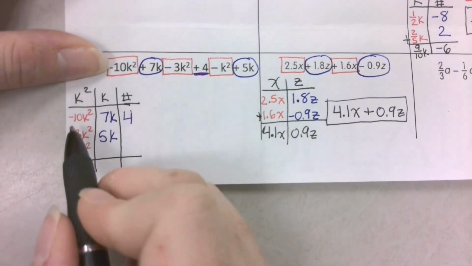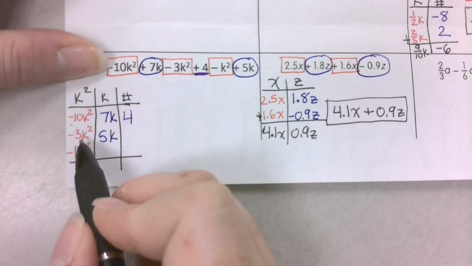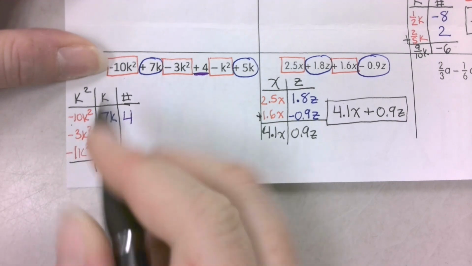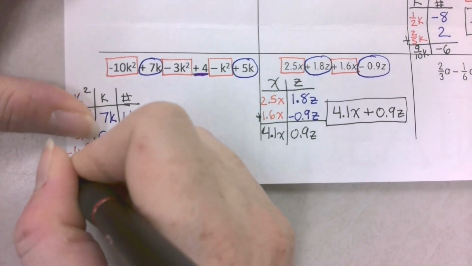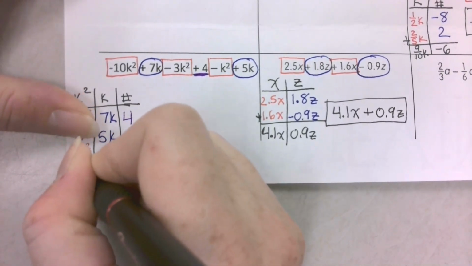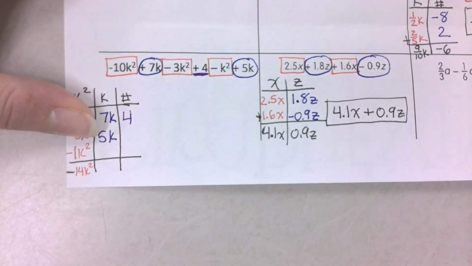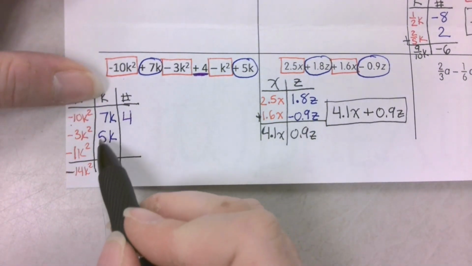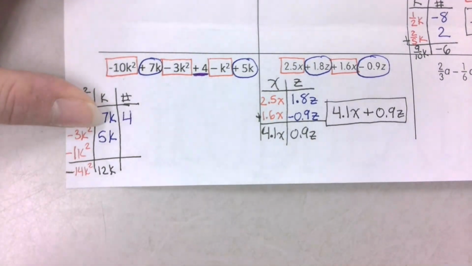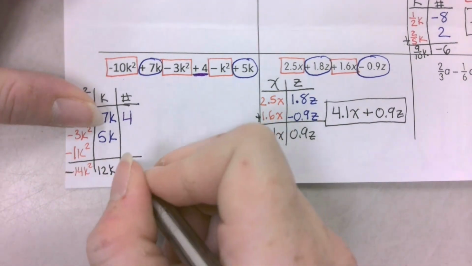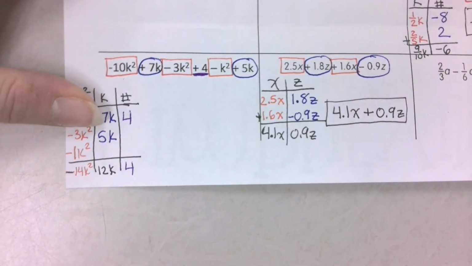When we add down, we have negative 10 plus negative 3 is negative 13. Negative 13 plus a negative 1 is negative 14. Negative 14k squared. The variable and the exponent just come along for the ride. Then I have 7k plus 5k gives us 12k. And then 4 plus nothing is just 4.